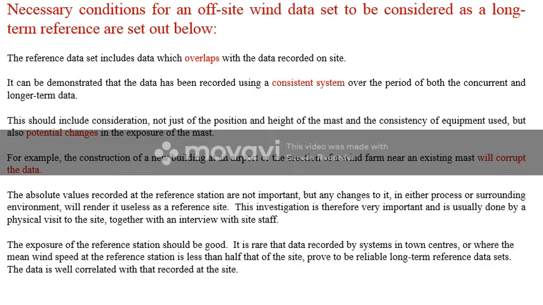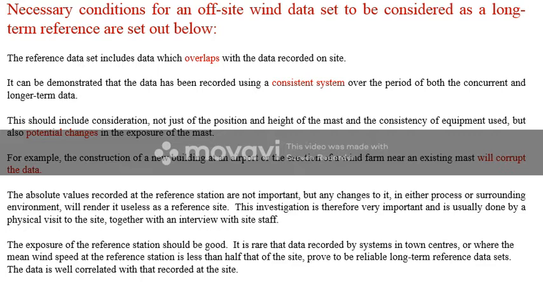It can be demonstrated that the data has been recorded using a consistent system over the period of both the concurrent and long-term data. This should include consideration not just of the position and height of the mast and the consistency of equipment used, but also potential changes in the exposure of the mast. For example, the construction of new buildings in an airport or the erection of a wind farm near an existing mast will corrupt the data.